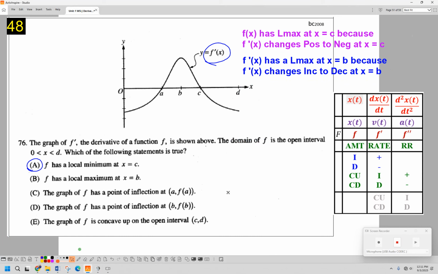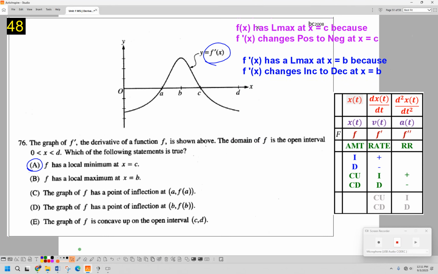It's up here in purple. At x equals c, f prime is changing from positive to negative. Because these are y coordinates that are positive right here, and these are y coordinates that are negative on f prime. When f prime changes from positive to negative, that means, we can't see f, but f would be changing from increase to decrease, which means f would have a local max at x equals c.